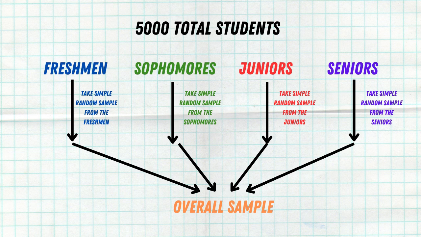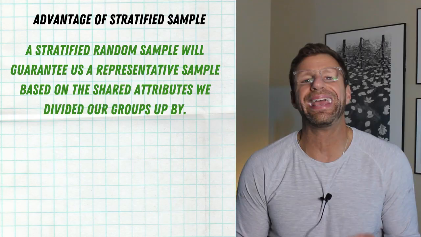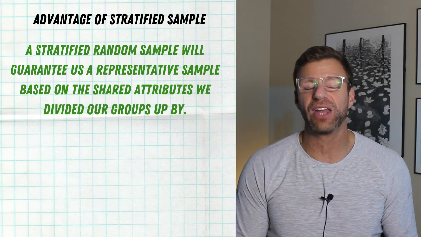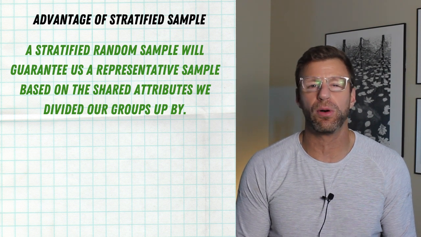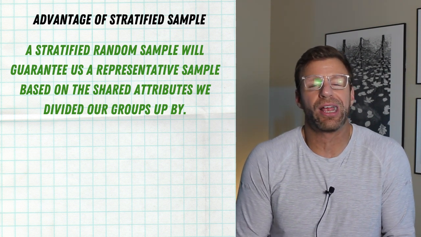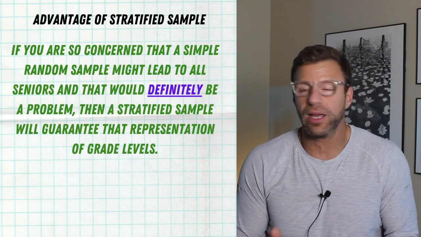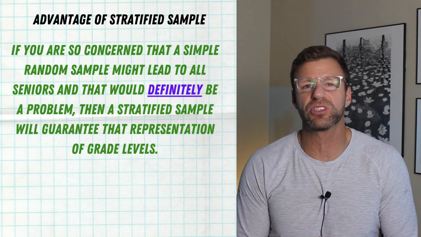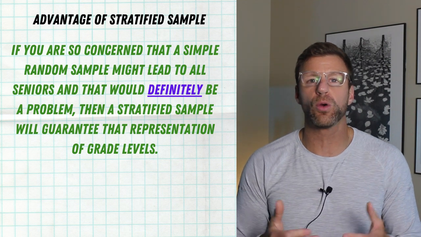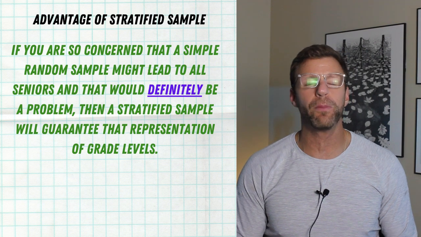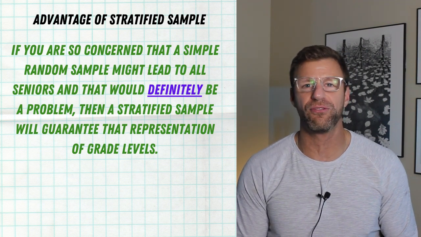Now, 2 more important things I want to mention about this. Why? Why would we do this? It guarantees representation. Remember, one of the disadvantages of a simple random sample was there was that small chance of what if I get all 40 seniors? Well, I mean, I agree. It's possible because anything's possible in a simple random sample. So if you're really that worried about getting all 40 seniors, you do a stratified sample because now we're not guaranteed to get all 40 seniors.